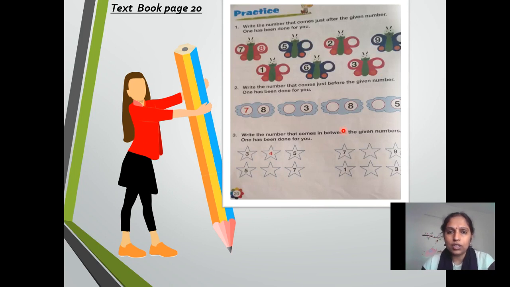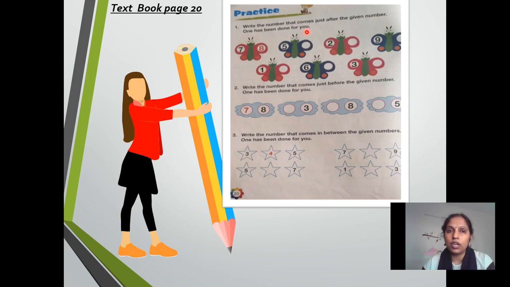Okay, now turn the next page. Turn to the next page, page number 20. Practice. Can you see that? Okay, now put your finger on question number 1. In your textbook, look in your textbook and read with me. Write the number that comes just after the given number. 1 has been done for you.